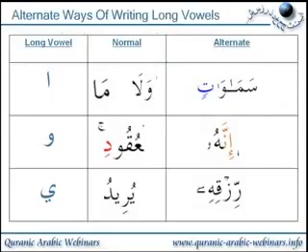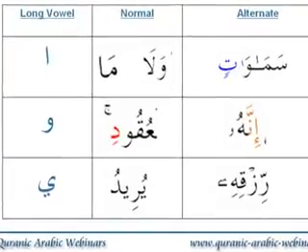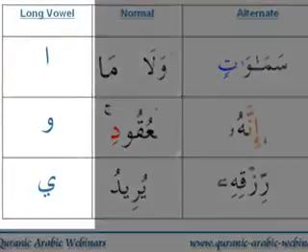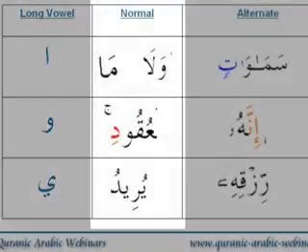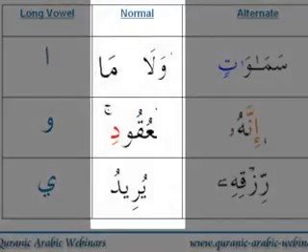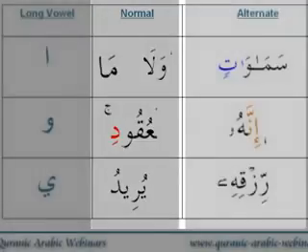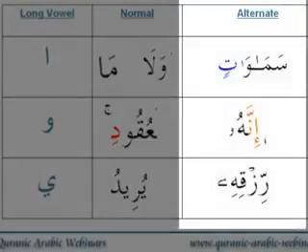Alternate ways of writing long vowels. So in the scripts you can see the long vowels written in different ways. So on the left we have the long vowels alif, waw and ya. Then we have a column which shows how they're normally written, i.e. in the sense we've just seen them written, and then we've got an alternate way of writing them. So we'll start with the alif.